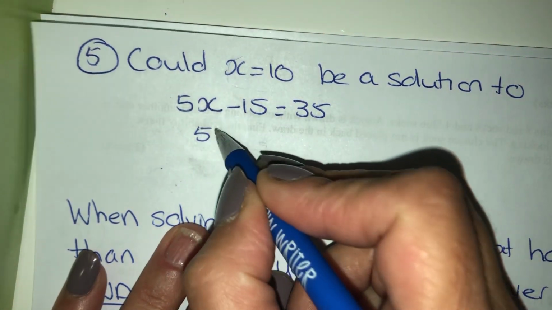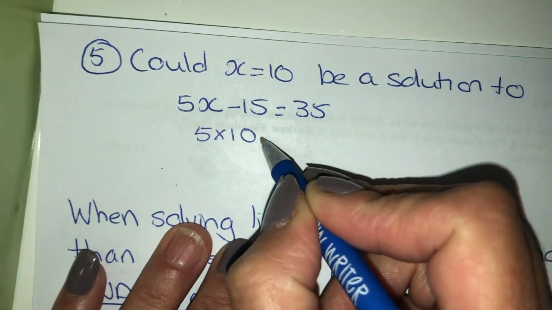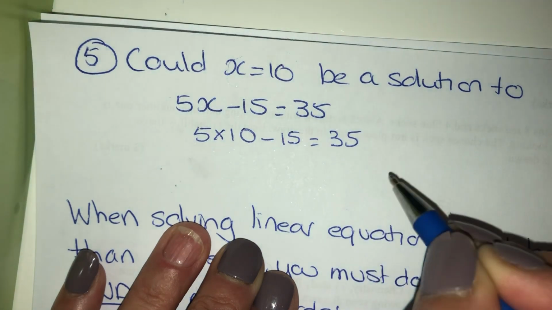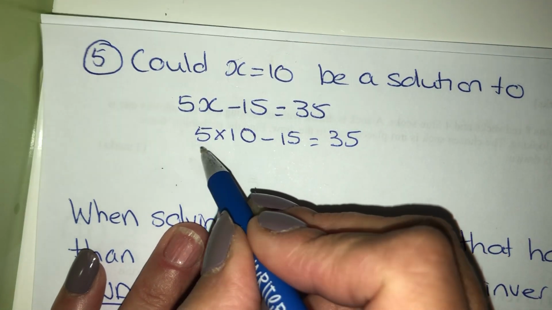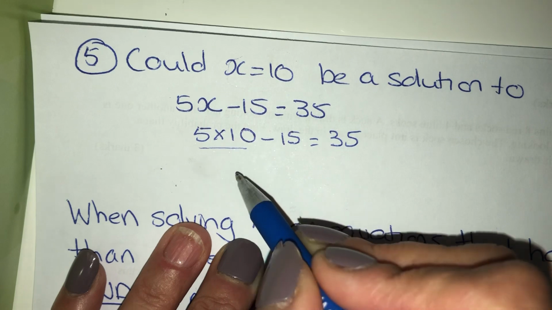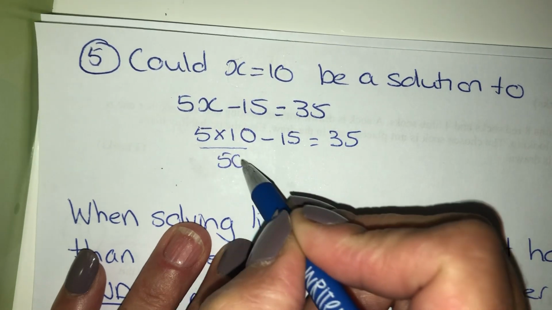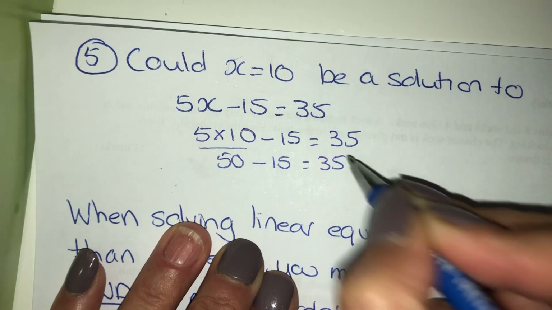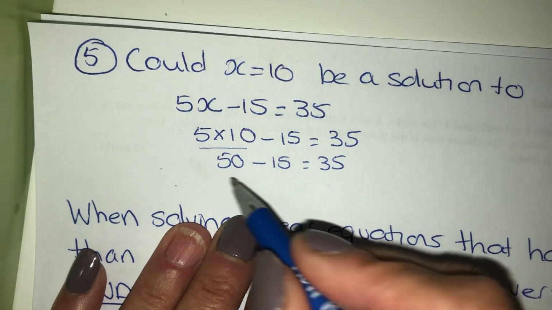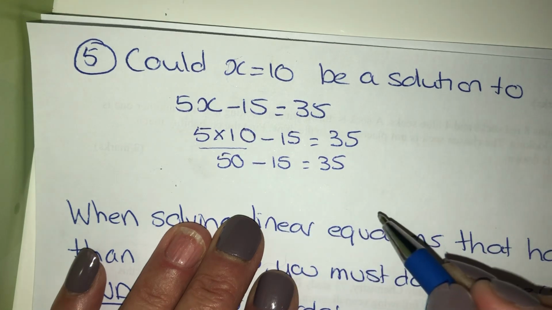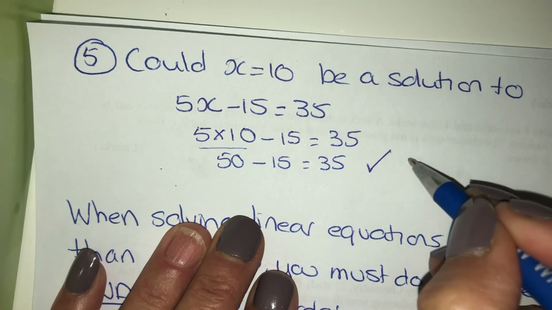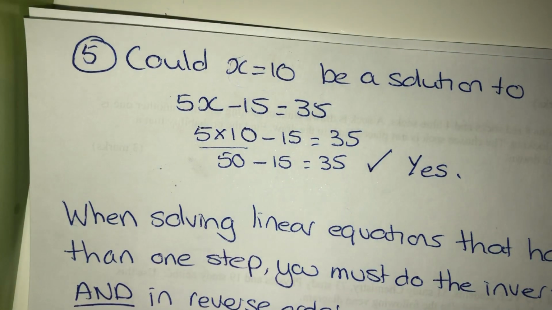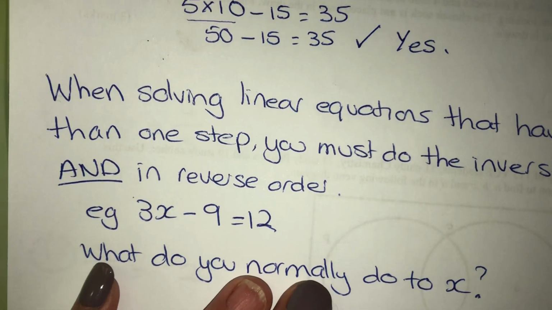So we're going to have 5 times 10 minus 15 equals 35, and we're trying to work out if that works or not. So first, if we do BIDMAS, we're going to do multiplying first. So we're going to have 50 subtract 15 is equal to 35. Now 50 minus 15 is equal to 35, so your answer is yes, x equals 10 is the solution to that equation. Okay.